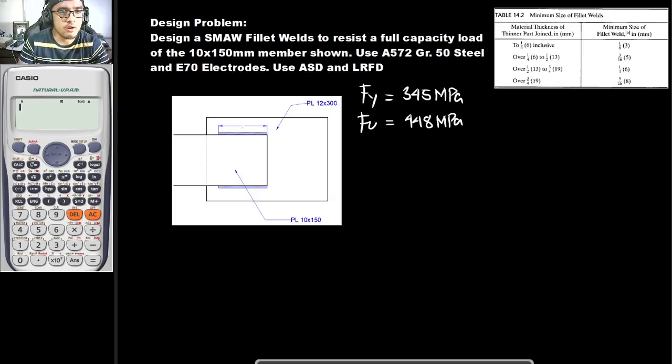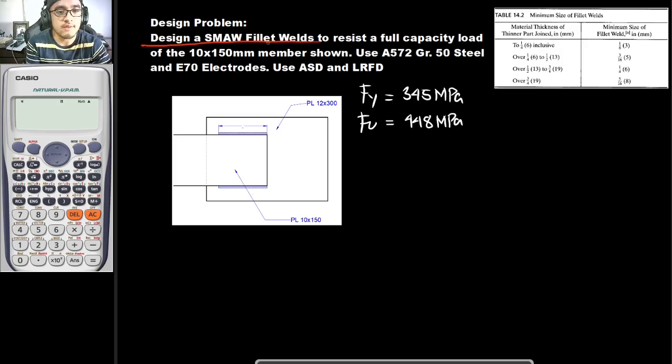So let's solve for another problem, but this time we would be dealing with a design problem. In this problem, we are to design an SMAW fillet weld to resist a full capacity load of the 10 by 150 member as shown. So this would be your 10 by 150 mm. We are to use A572 Grade 50 steel for the members and E70 electrodes for our welds. And we are to use ASD and LRFD for our designs.